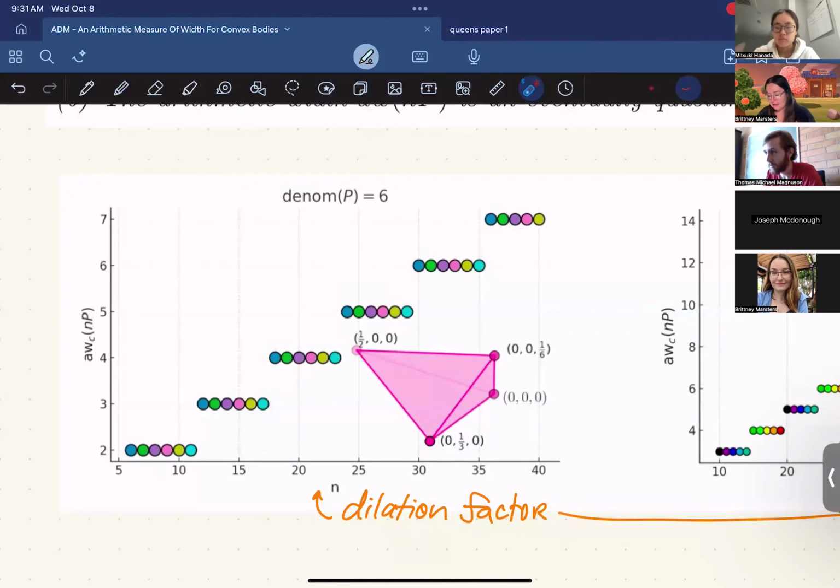And we call that the denominator of the polytope. And if you count the color-coded dots, which I've colored for each period, there are 6 of them. And so this is that sort of quasi-linear behavior we're getting for the arithmetic width for this guy here.